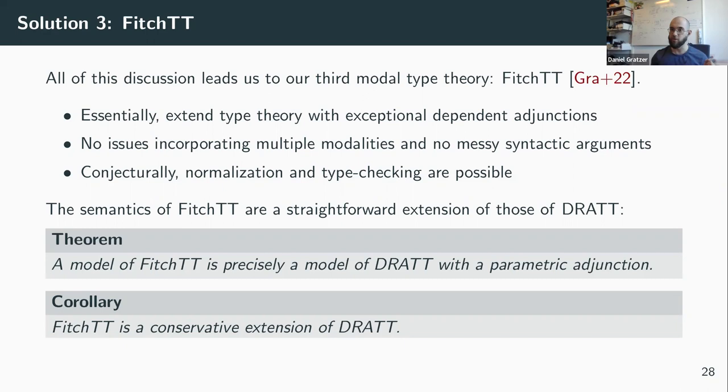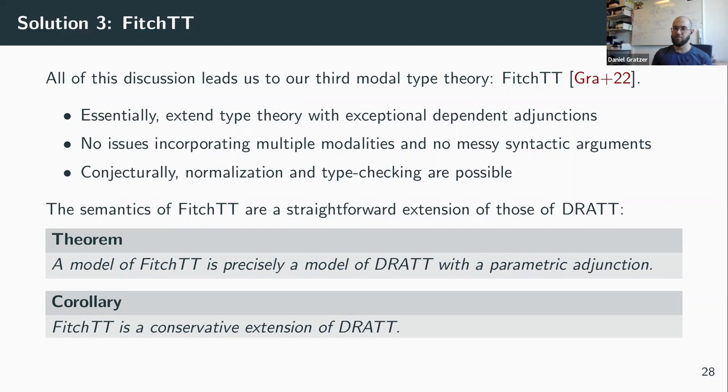And this leads to our third possible solution, which is Fitch-TT, proposed by myself and some collaborators last year. You take type theory and extend it with as many of these exceptional DRAs as you want. It scales to as many modalities as you want without additional syntactic arguments, so that's quite nice. And I conjecture that normalization and type checking are both possible. They're at least true for systems which look similar. And there's one interesting observation to make here, which is that a model of Fitch-TT is exactly a model of DRAT, where the left adjoint happens to be a parametric adjunction.